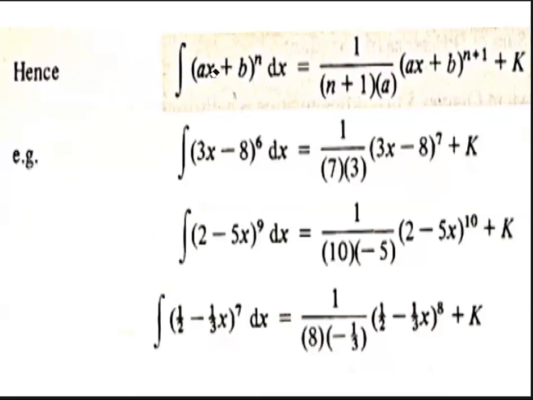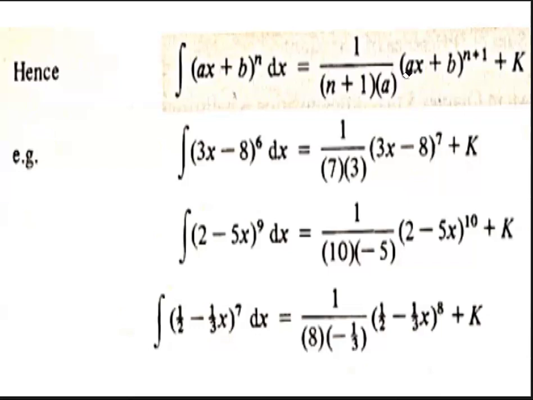So what do you do? Note what happens. You add 1 to the power. The bracket remains the same. Don't ever trouble what's in the bracket, just like in differentiation. But in front here, you divide by, what do you divide by? The new power, which is n plus 1, but you have to do an extra step, times the derivative of what is inside the bracket. In this case, the derivative of what's in the bracket is a. So that's the extra bit you have to remember there.